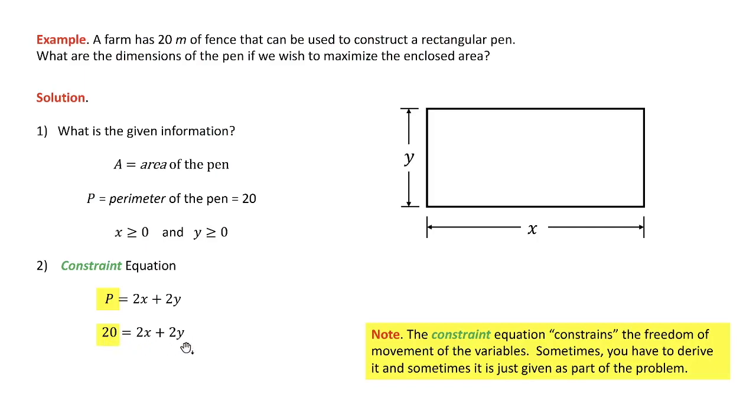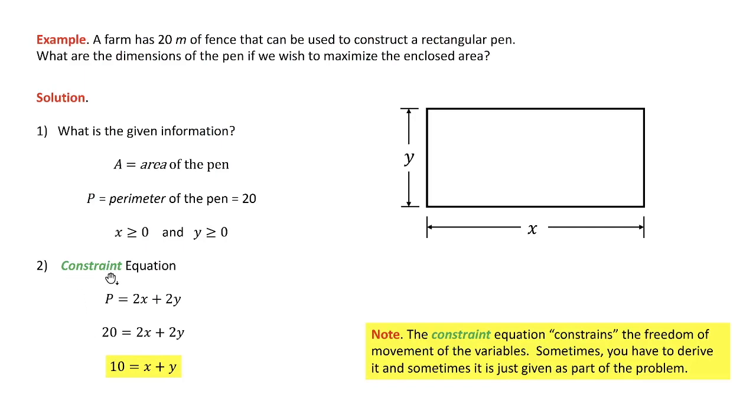Remember, you need a constraint equation. And really, you shouldn't be spending hours on this. These equations are usually fairly straightforward. Just use common sense and you can probably get these. All right, so just divide by 2. That's my constraint. Notice it constrains the movement of the variables, but it comes about because this is a limit on my resources.